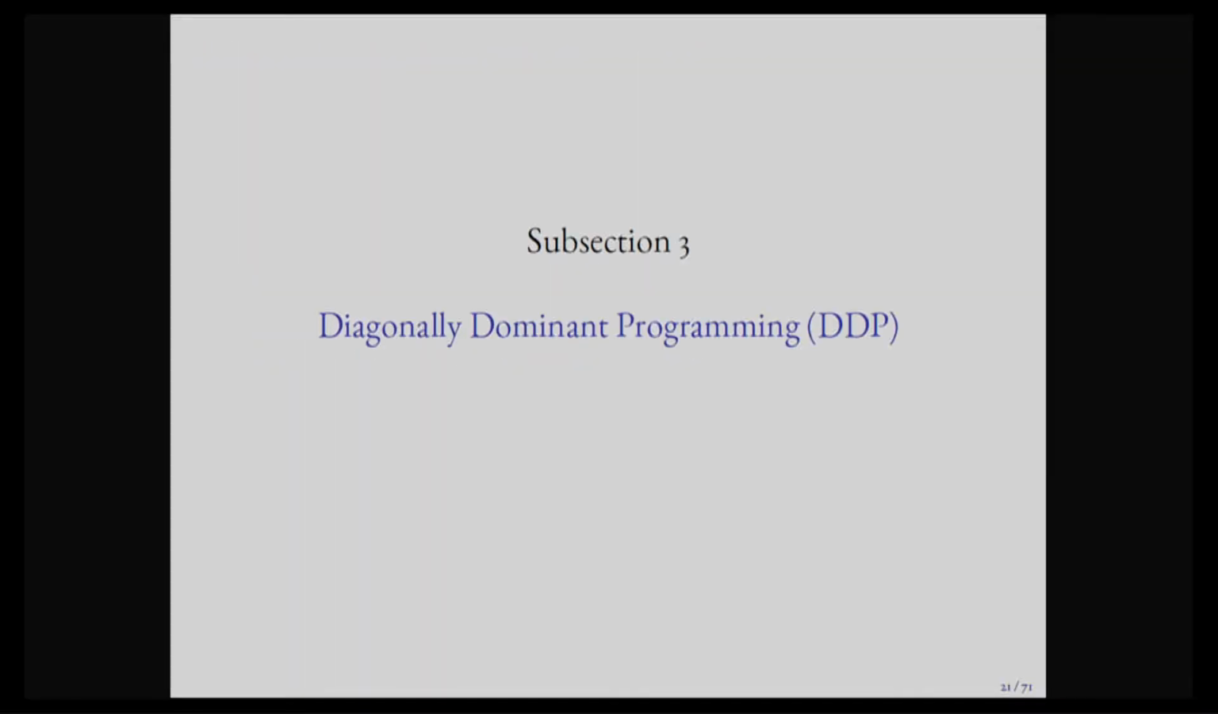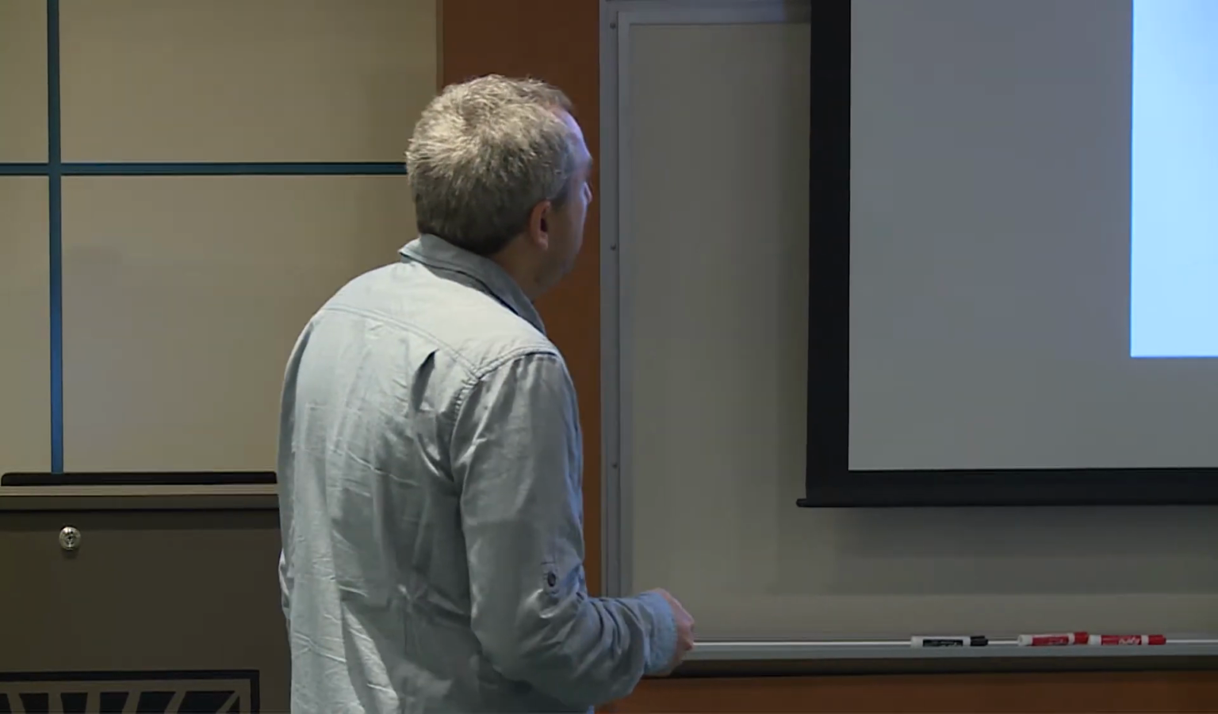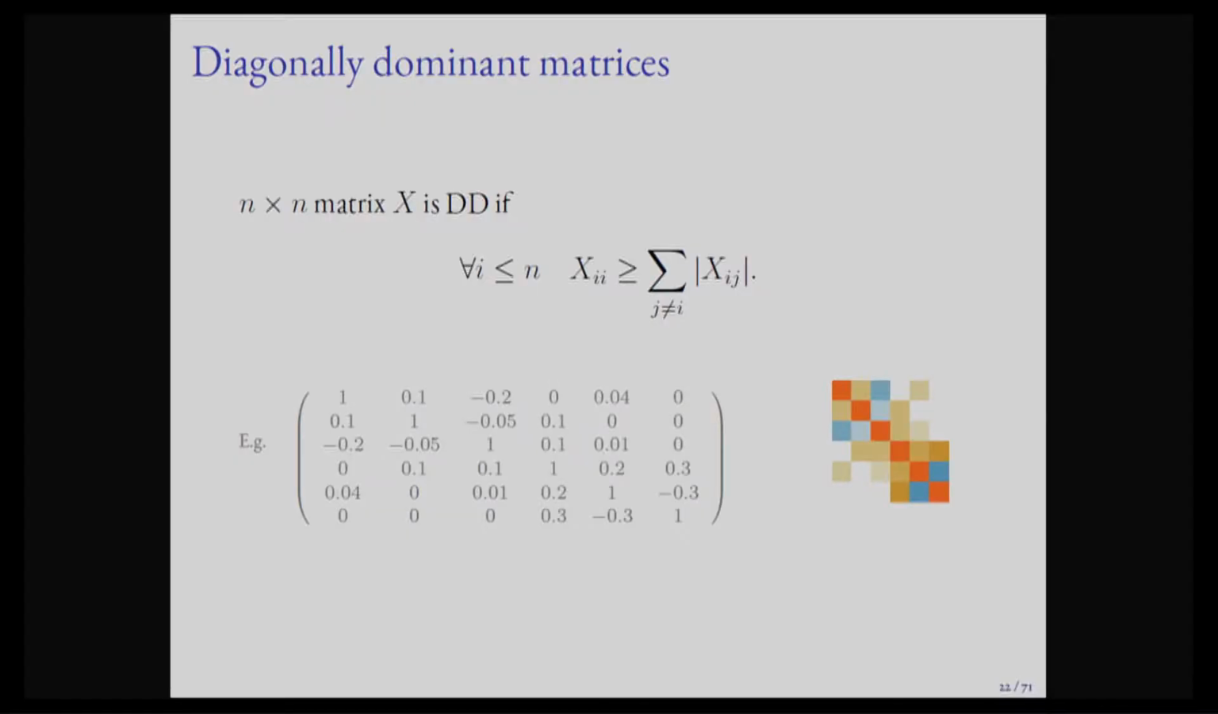So there's this paradigm that I call diagonally dominant programming that was proposed by my friend, who should be here today, but is not here yet, Amir Ali Ahmadi. And he has no excuse because he lives and works in Princeton, which is just down the road. So a diagonally dominant matrix is a matrix that obeys this. Basically, the diagonal is larger than the sum of the absolute values over the row, excluding the diagonal element.